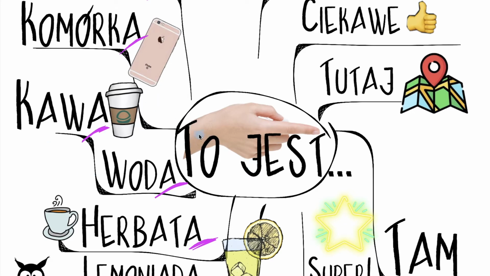It's a map. Repeat after me. To jest mapa. Once more. To jest mapa. It's a mobile phone. To jest komórka. It's a coffee. To jest kawa.